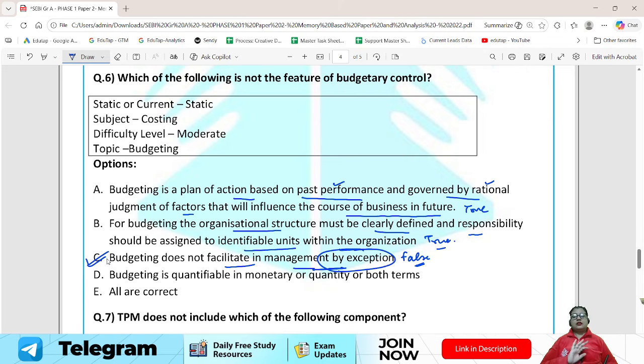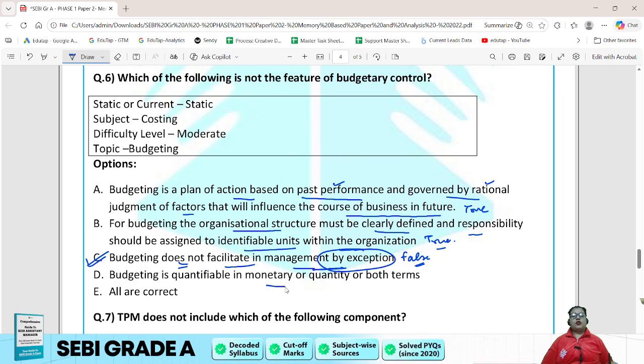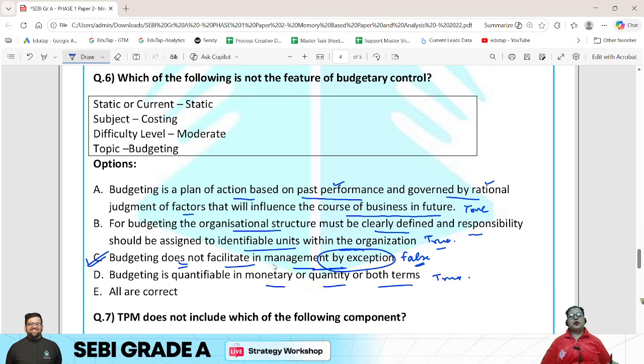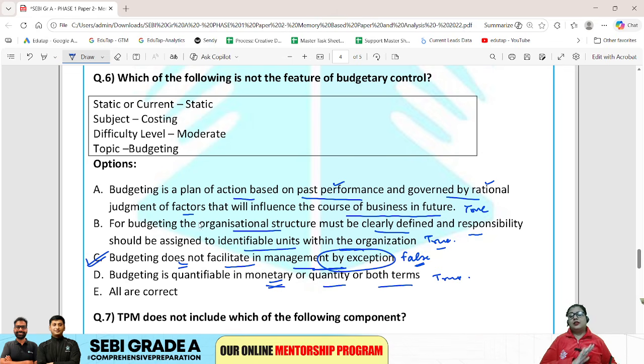So yes, answer C, option C is incorrect because budgeting does facilitate in management by exception. यहाँ पे does not लिखा है तो ये false हो गया. Then D, budgeting is quantifiable in monetary or quantity in terms of both. Yes, that's true है ना. ये तो quantity में भी हो सकता है, monetary terms में भी हो सकता है. So C option गलत है. Means C option एक incorrect statement है. So this makes the answer right. Option C correct option है.